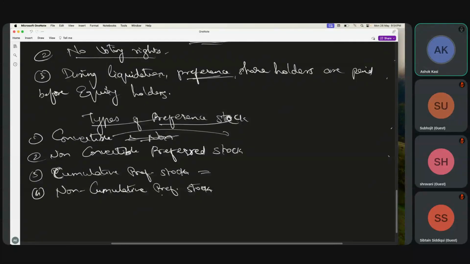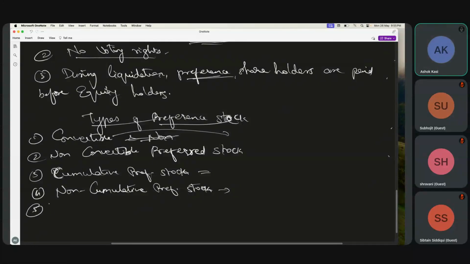Non-cumulative preference shares means if they are not paying you this year, then you have to forget it. You will get next year's dividend, but the dividend is not getting accumulated over here. That is called non-cumulative preferred stock. That means dividend will not be accumulated.